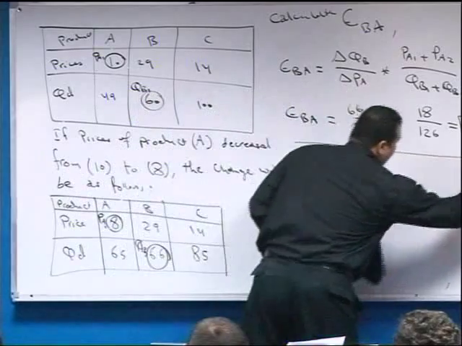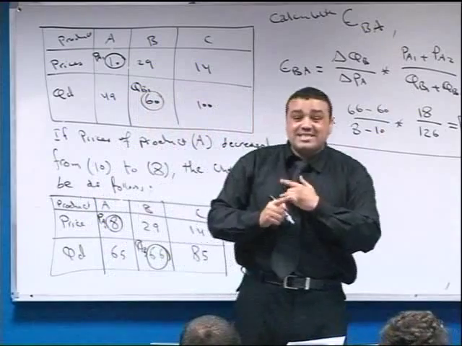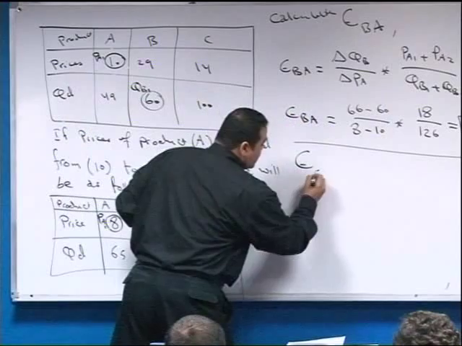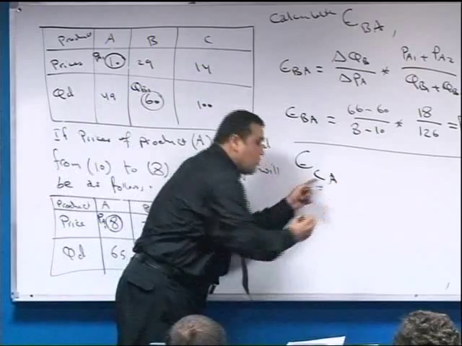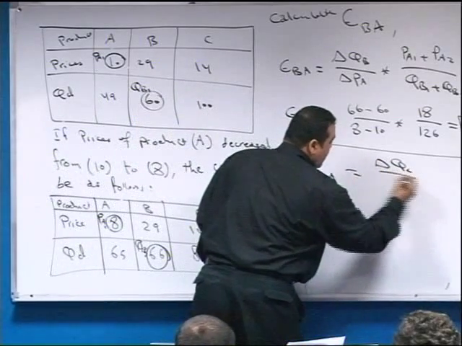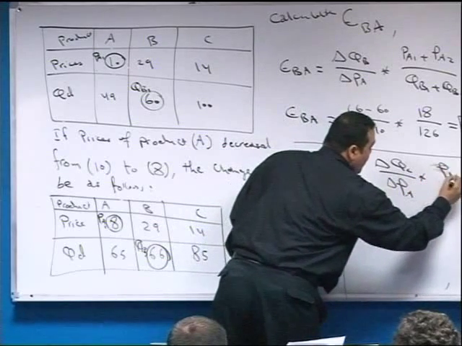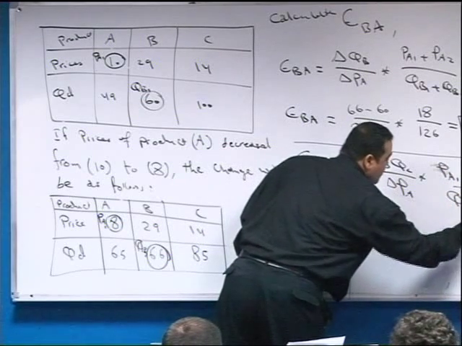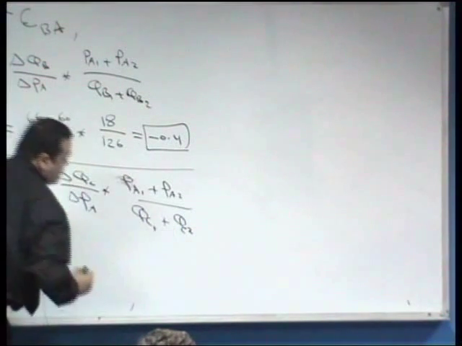So, the question is, calculate the cross price elasticity of C compared to A. E_CA, the cross price elasticity of C compared to A. E_CA equals delta Q_C over delta P_A times the summation P_A1 plus P_A2 over Q_C2 plus Q_C1.